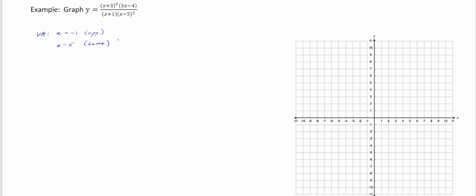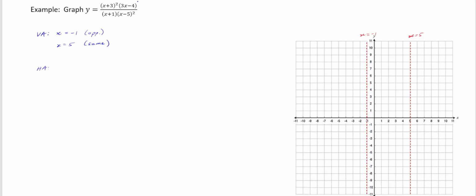All right, it wouldn't hurt to go ahead and graph those, so I'm going to do that. Okay, vertical asymptotes are now drawn in, and I'm just going to label them: x equals -1 and x equals 5. The next thing I'd like to look at is the horizontal asymptote, and in this case, it's going to be a little bit more complex, right?